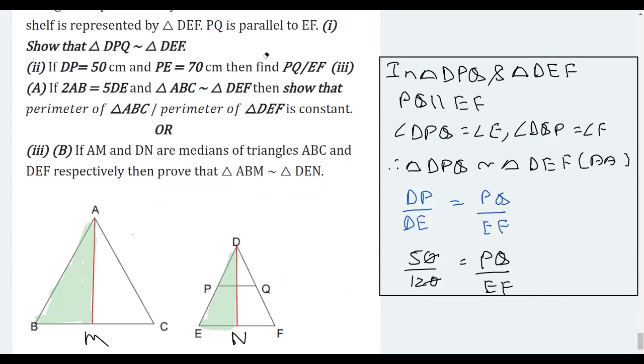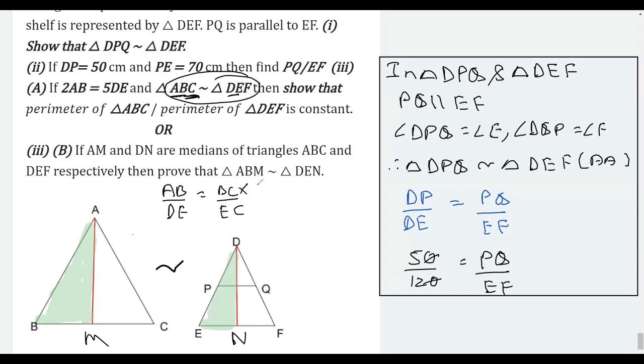Now, since these two triangles are similar, it is already mentioned that these two triangles are similar. So we can write their corresponding parts equal. That means over here I can write AB over DE is equal to BC over, I'm using this triangle, right? So AB corresponds to DE and BC corresponds to EF.